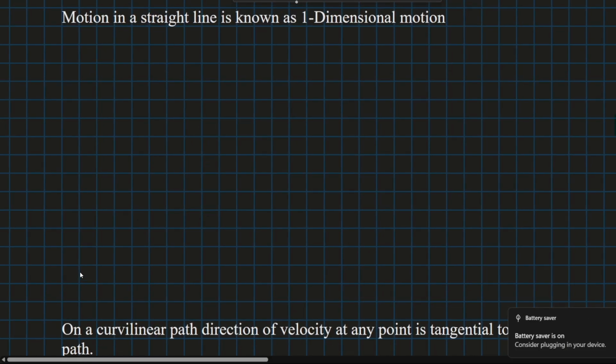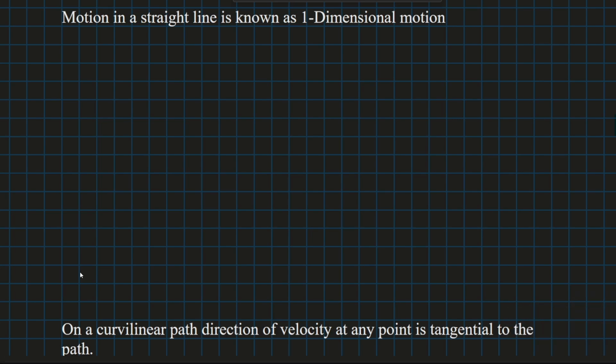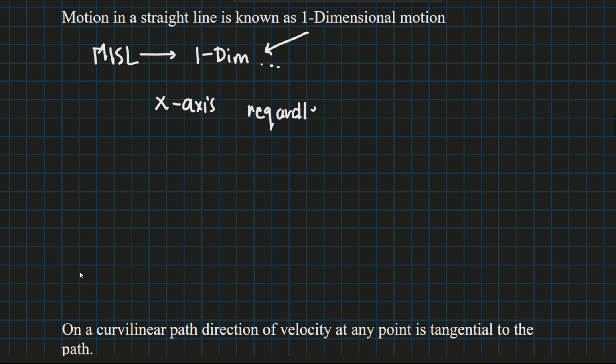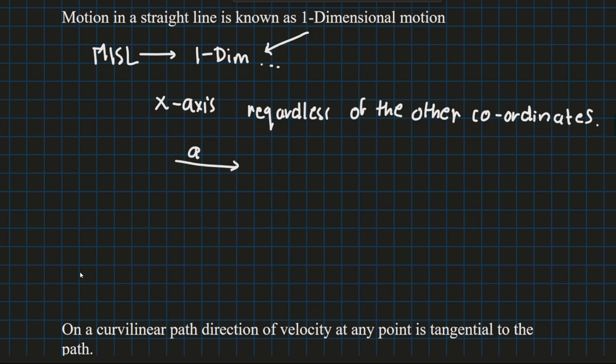So now what is motion in a straight line? Motion in a straight line is one-dimensional motion. Basically, we only deal with the x-axis, regardless of the other coordinates. It's along the straight line. It will become quite clear as we go ahead.